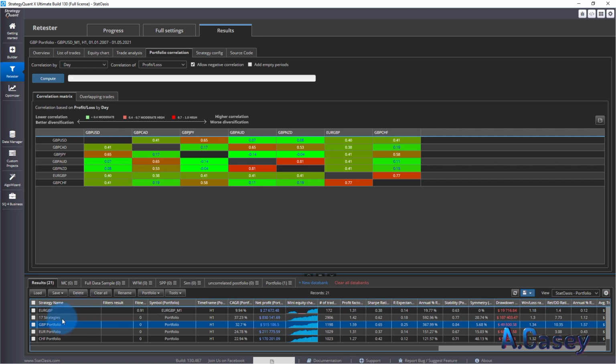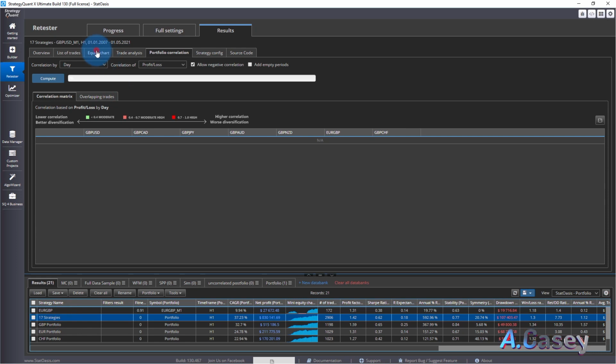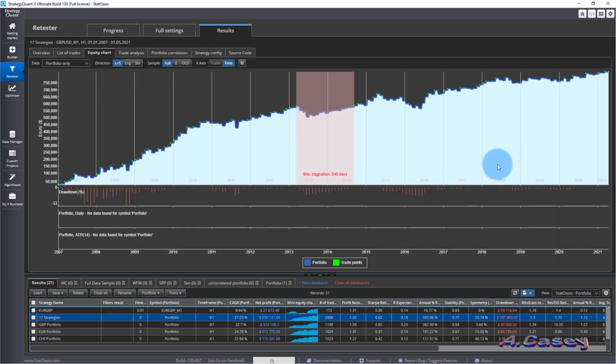The nice thing now is if we combine all of them, we can see now that the maximum drawdown we have is 33. And the stagnation period went down to 549 over the whole period. And now here the drawdown is about 20%. So that's a huge improvement overall. And that is what we are looking for.